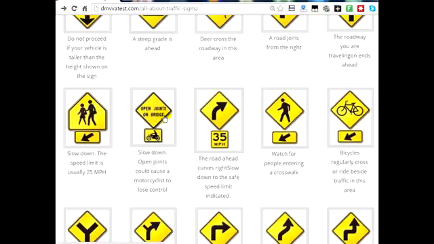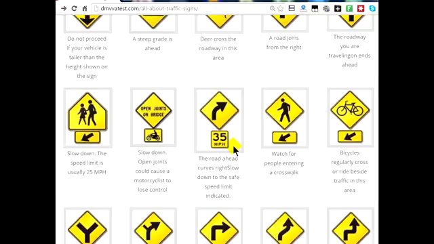What this means is open joints on bridge. Now when they put bridges together, the joints are not closely fit, so that means it can cause motorcyclists to lose control. So if you have a motorcycle, you have to be paying attention to these signs here, and that you have to slow down because of those joints.